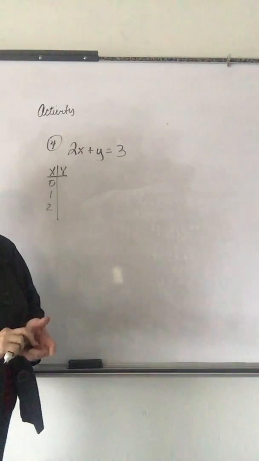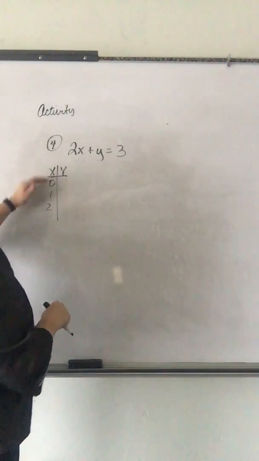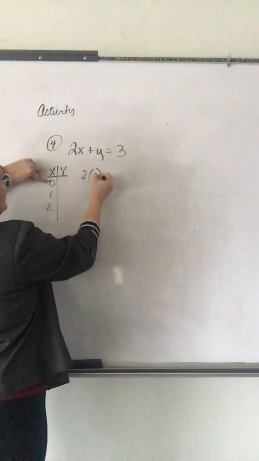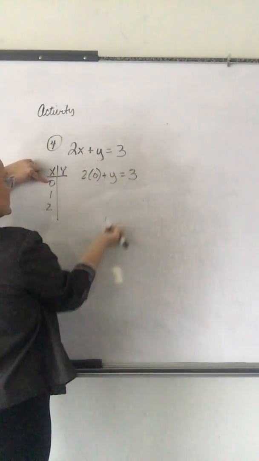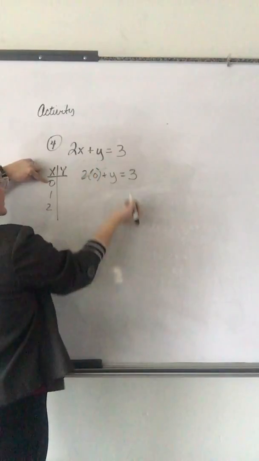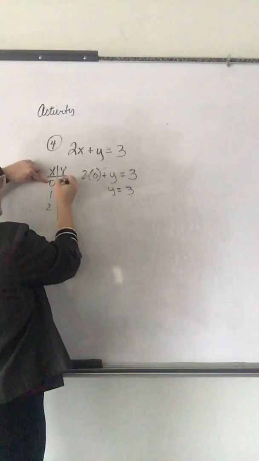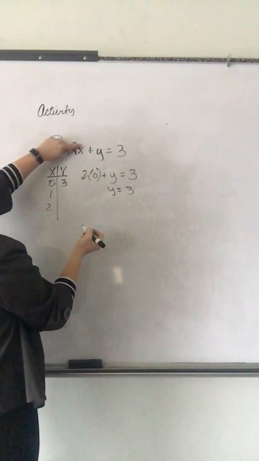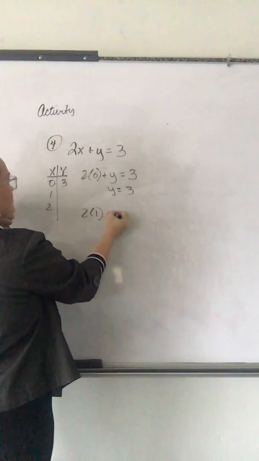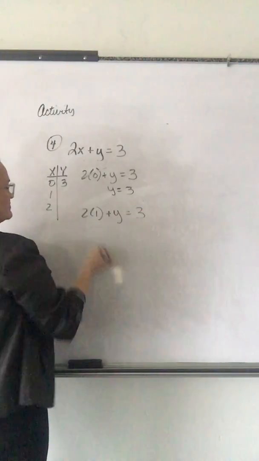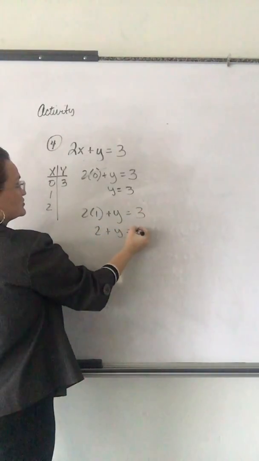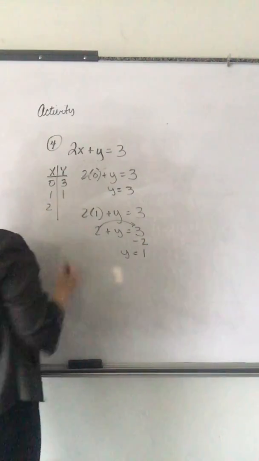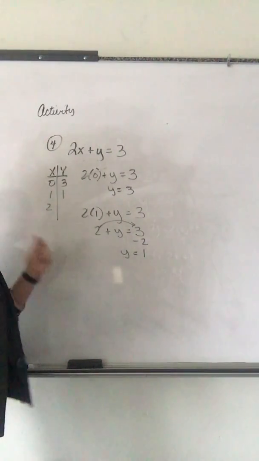Again, remember, you only have to have 2 real good points, but it's good to have a third to check yourself on. So point plotting, I would say 2 times 0 plus what equals 3. Equation solve that zeroes that out and just says y is 3. So that's a point I can plot. Then do 1 for x, 2 times 1 plus what for y equals 3. 2 plus y equals 3. Throw the 2 across the line. Y equals 1.